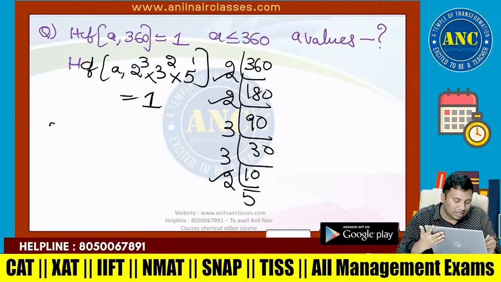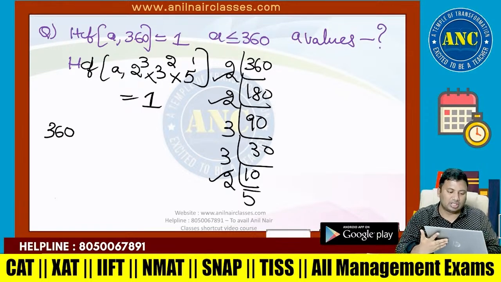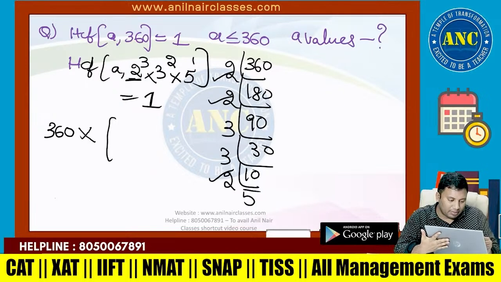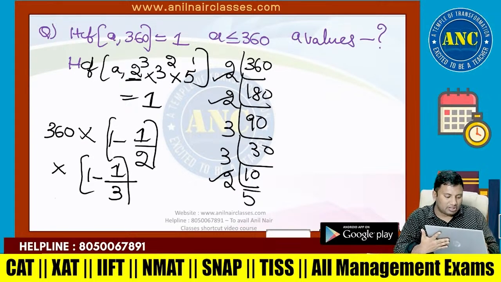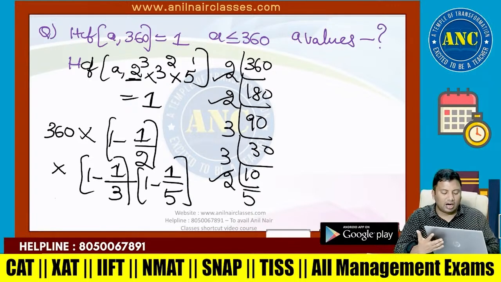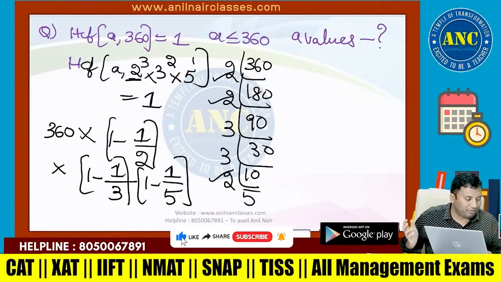You don't need to do anything. If I write the first 360 natural numbers, for every two consecutive numbers, one number is divisible by 2. Total how many are not divisible? 1 minus 1 by 2. For every three consecutive numbers, one number is divisible by 3. How many are not divisible? 1 minus 1 by 3. For every 5 consecutive numbers, one number is divisible by 5. How many are not divisible? 1 minus 1 by 5.